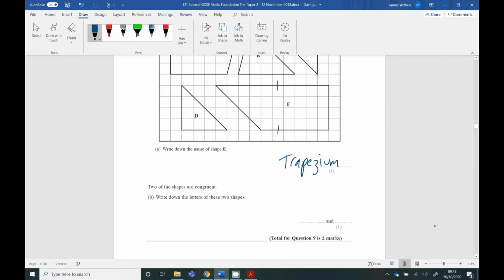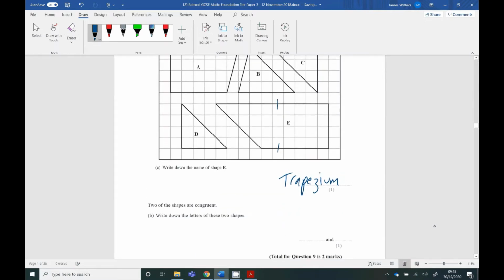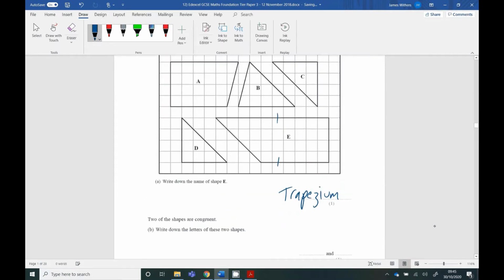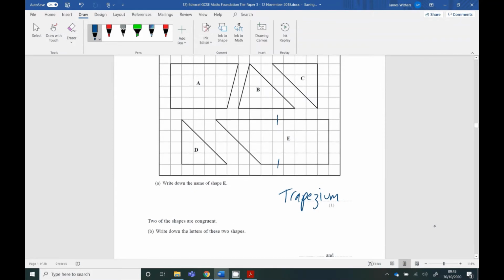Now for part B, two of the shapes are congruent. Write down the letters of these two shapes. Now congruent means that you're exactly the same shape and size, but you might just be upside down or rotated a bit. So just imagine that you cut out all of these shapes and you could just move them around. Which two would fit on top of each other? Well, C and D would, wouldn't they? They're both right-angled triangles with the shorter lengths being 3 each.